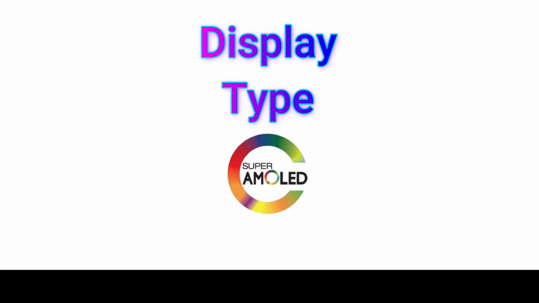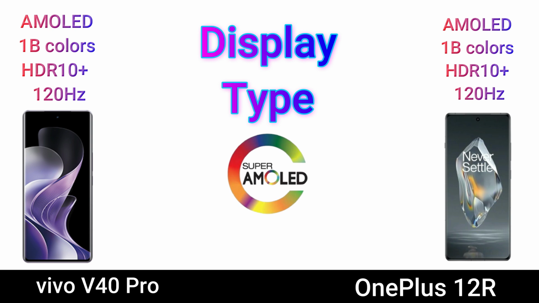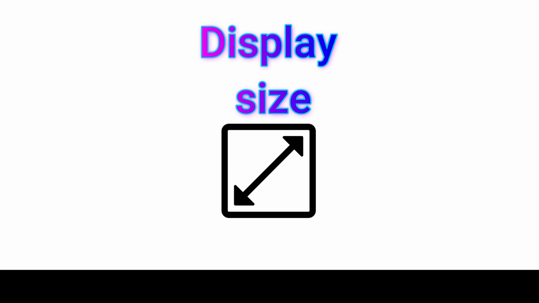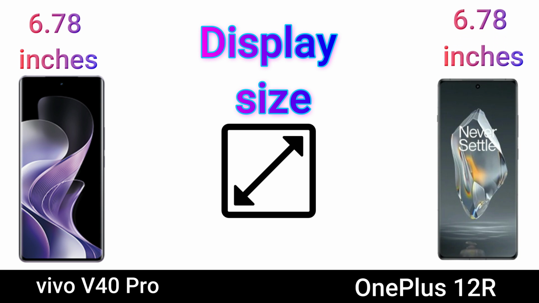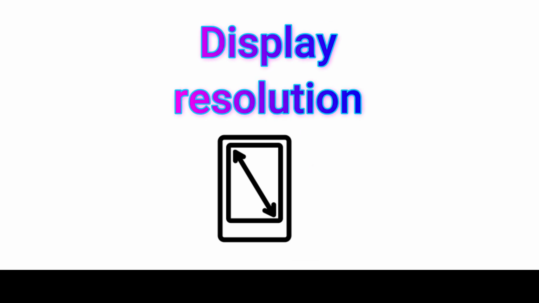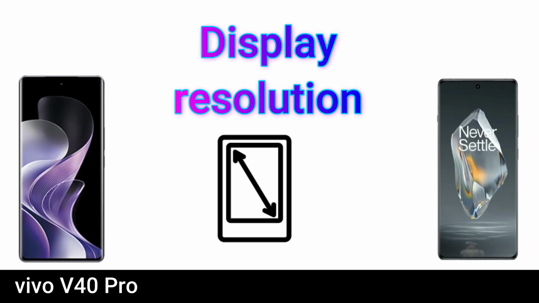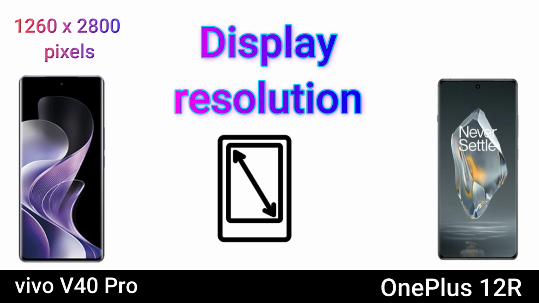Display type. AMOLED, 1B colors, HDR10 plus, 120 Hz. The display type of both mobiles is the same. Display size. The display size of Vivo V40 Pro is 6.78 inches, while the display size of OnePlus 12R is 6.78 inches. Display resolution. Display resolution of Vivo V40 Pro is 1260 x 2800 pixels, while display resolution of OnePlus 12R is 1264 x 2780 pixels.